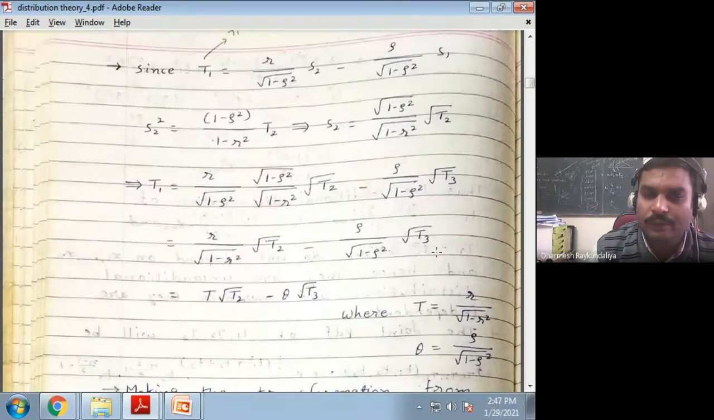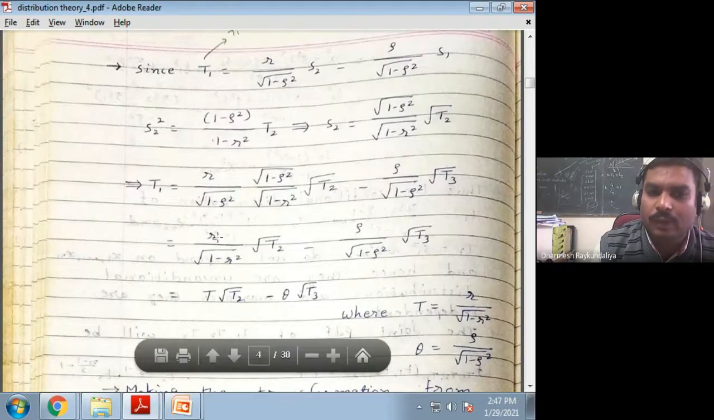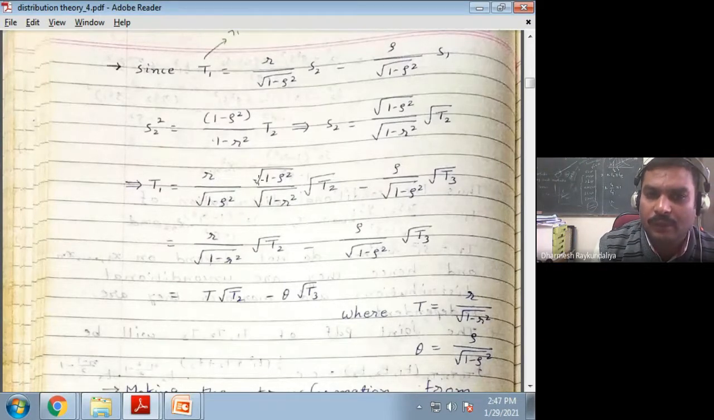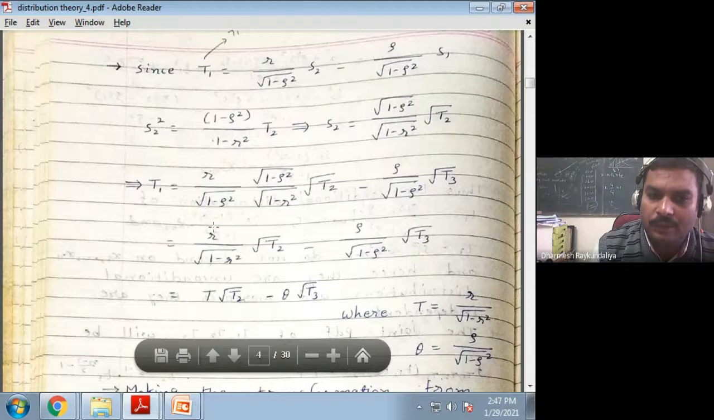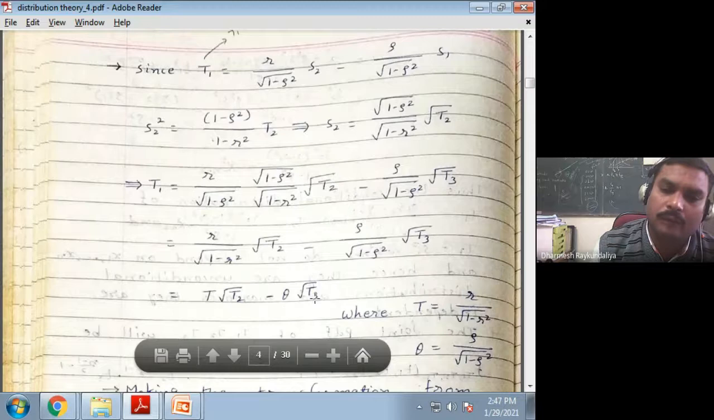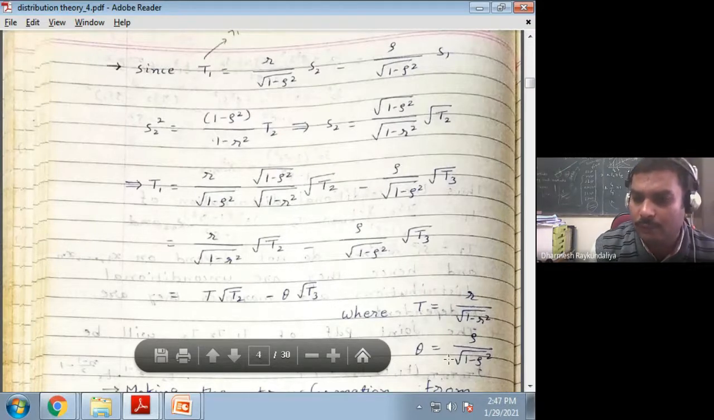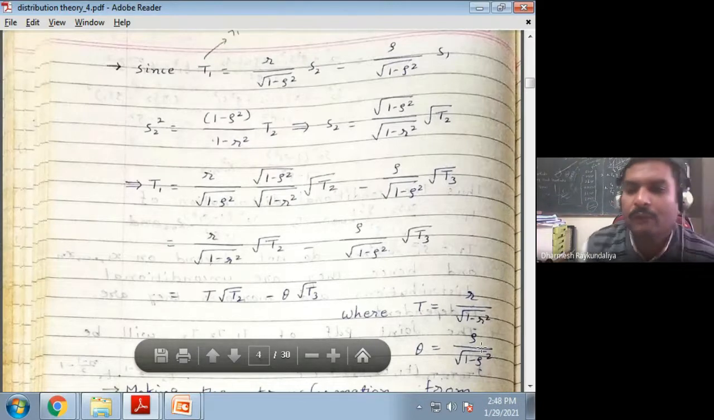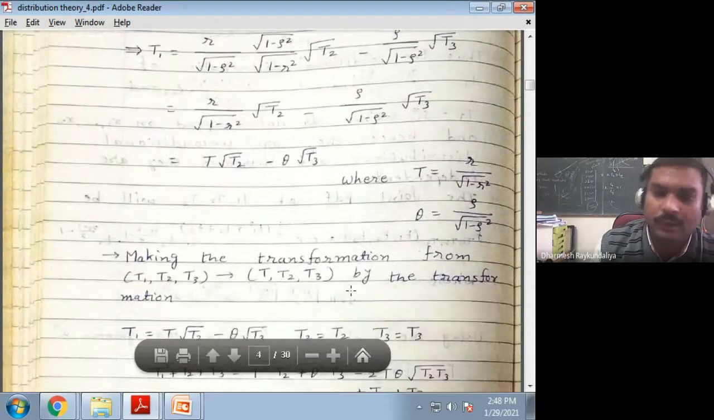Why? Because I wish to remove the S1, S2 from this. That is how we have applied the transformation. So R upon root 1 minus rho square, the root 1 minus rho square cancels out. It is R upon root 1 minus rho square root T2 minus rho upon root 1 minus rho square root T3. If I am saying this as a capital T and this as a theta, so T into root T2 minus theta into root T3, where T is equal to R upon root 1 minus rho square, theta equal to rho upon square root of 1 minus rho square.